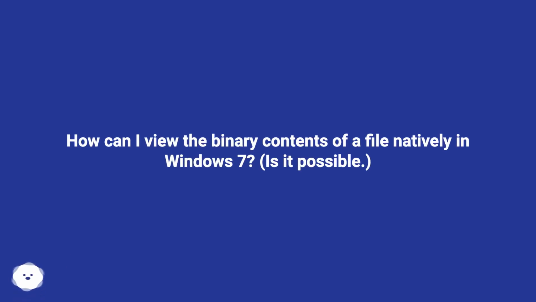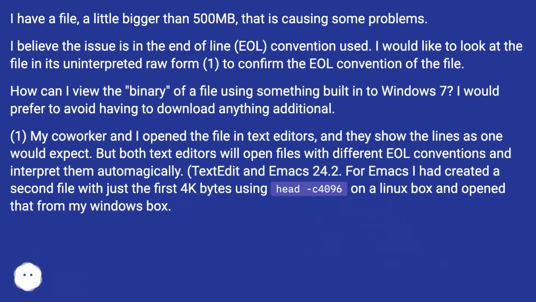How can I view the binary contents of a file natively in Windows 7? Is it possible? I have a file, a little bigger than 500 MB, that is causing some problems. I believe the issue is in the end-of-line, EOL, convention used. I would like to look at the file in its uninterpreted raw form, 1, to confirm the EOL convention of the file. How can I view the binary of a file using something built into Windows 7? I would prefer to avoid having to download anything additional.